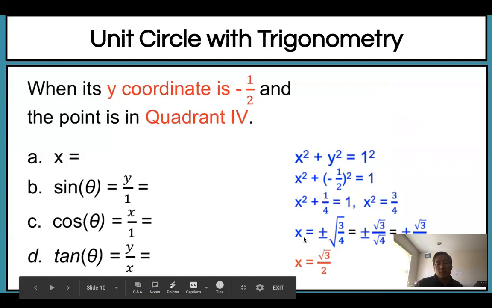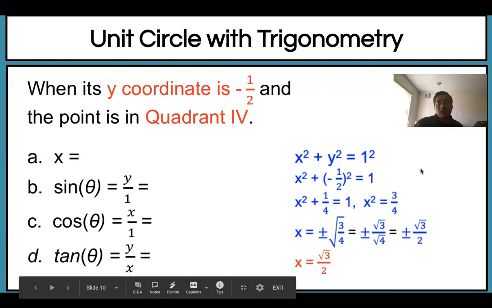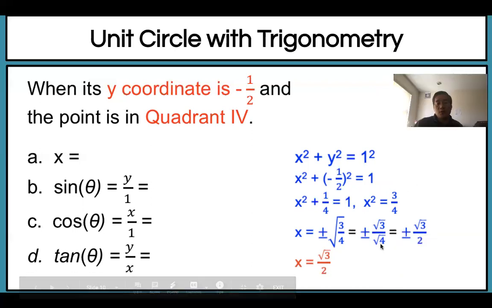And you get two solutions, plus minus square root of 3/4. To simplify, you separate the two fractions: square root of 3 and square root of 4. Square root of 3, you cannot do anything. Square root of 4 becomes 2, right? Plus minus. But in quadrant 4, we said x is positive. So x is square root of 3 over 2.